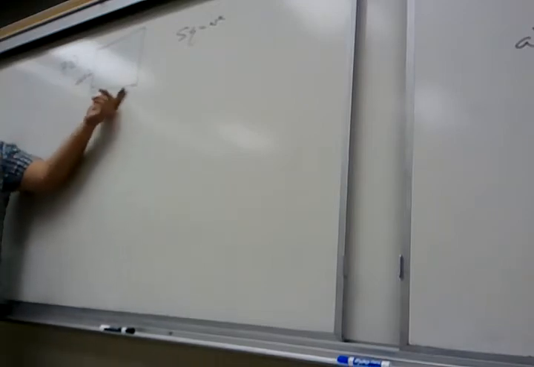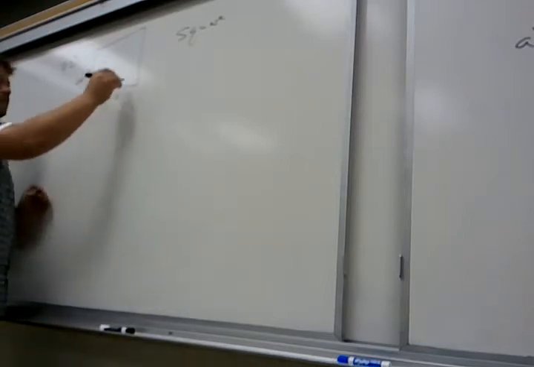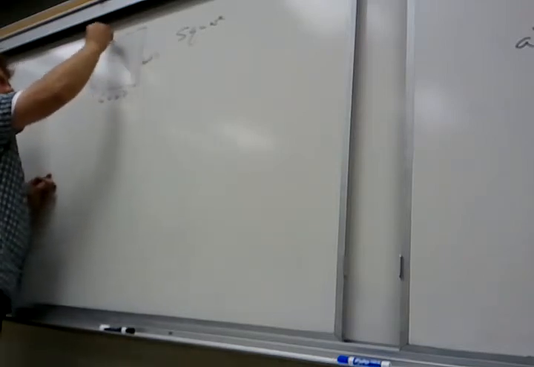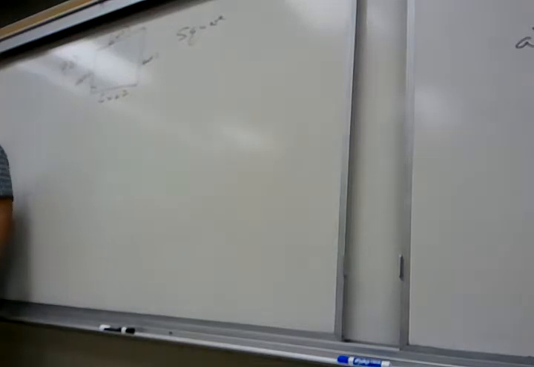So the first thing I would do is, if that side's 6x plus 2, then that's 6x plus 2, and that's 6x plus 2, and that's 6x plus 2. So how do you get the perimeter there? Add them all up, like we just said a minute ago, right?